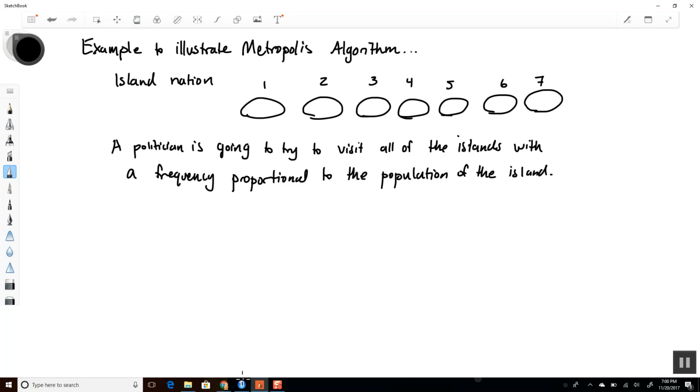And so in this case, the politician wants to make the most campaign visits to the island with the greatest population, and fewer visits to the island with smaller population, because he's campaigning. All right. The problem is that we do not know the exact distribution of the population of all the islands. Okay.